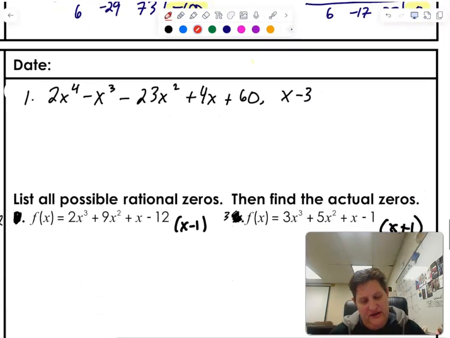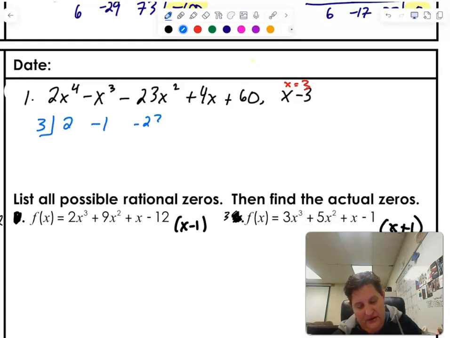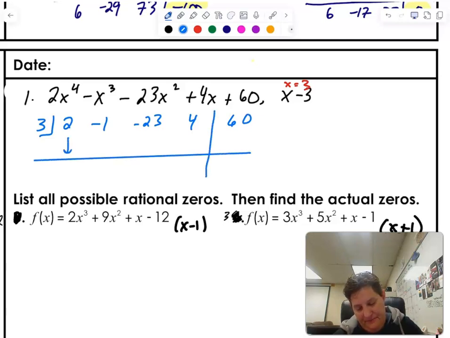The directions aren't exactly on here, but what it says on the test is check this factor to see if it's actually a factor or not. Okay? If it is, find the remaining factors. If it's not, just say no, it's not a factor. Okay? All right, now remember, for each of these, you have to use the solution that goes with it. So I'm using 3 into 2, negative 1, negative 23, 4, 60. Making sure I'm not missing any terms or anything.